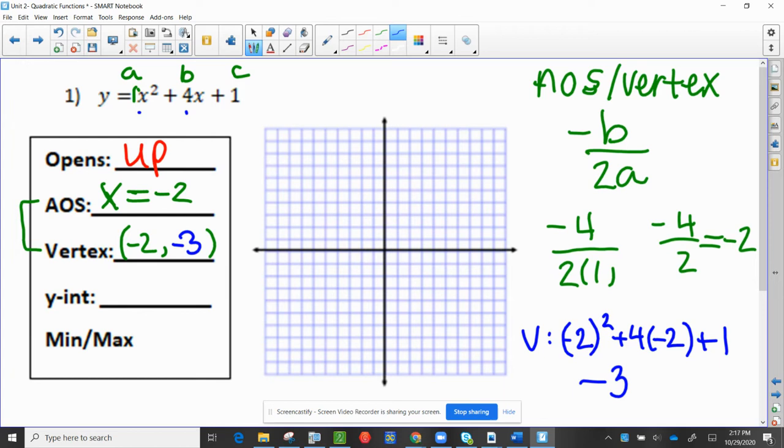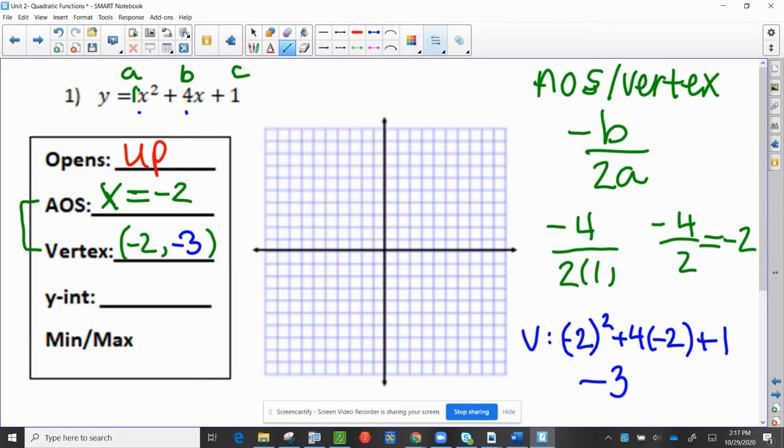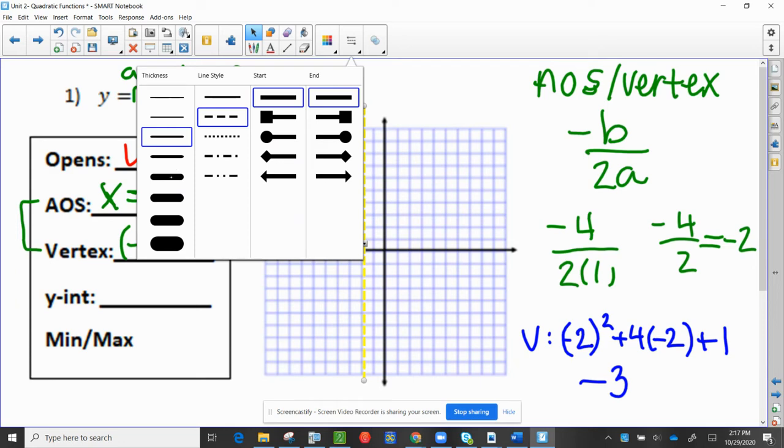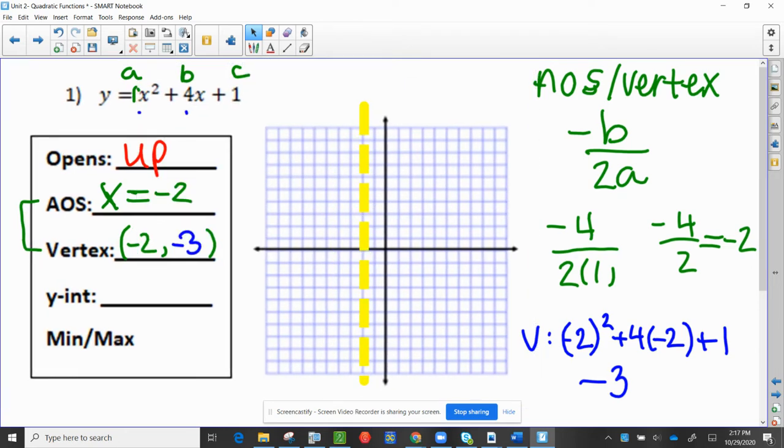So I'm going to plot these two things right now. Our axis of symmetry is a line that cuts the parabola in half. I'll graph that first. We need our axis of symmetry at x equals negative 2, so at negative 2 we have this vertical line. Make it a little thicker here. My vertex has to be on that line because the axis of symmetry must pass through the vertex. So at negative 2, negative 3, there's my vertex.